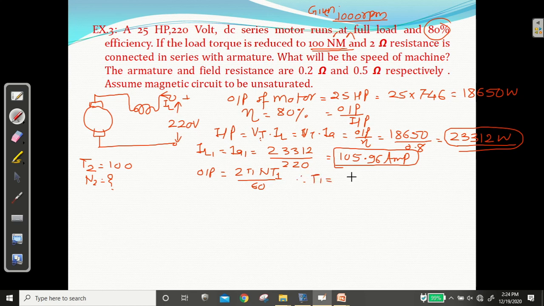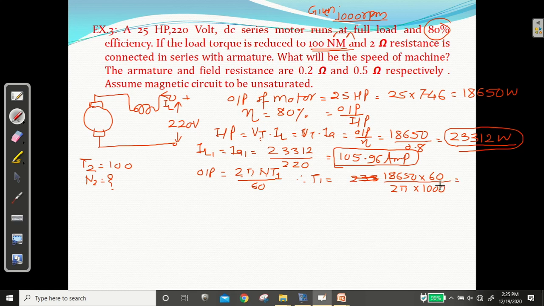T1 equal to what? What is the output? 18650. This is output into 60 upon 2 pi n. 2 pi n is given, 1000. Okay, so you will get T1.